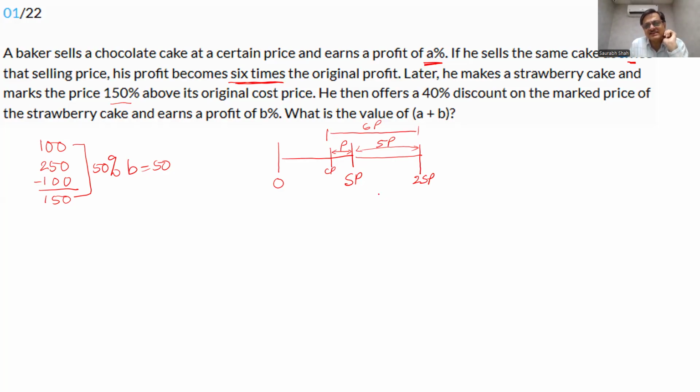So now I can say this gap of P, SP, 1 SP is equal to 5p. So if I assume my SP to be 100 rupees, the profit becomes 20 rupees, which means the cost is 80 rupees. And the profit percent, 20 upon 80, 1 by 4, 25%. So we have A is equal to 25. A is 25, B is 50, and the required answer to be entered, A plus B, is 75.